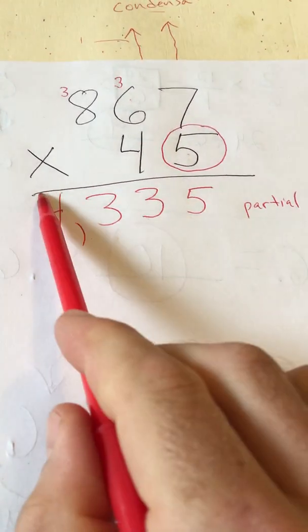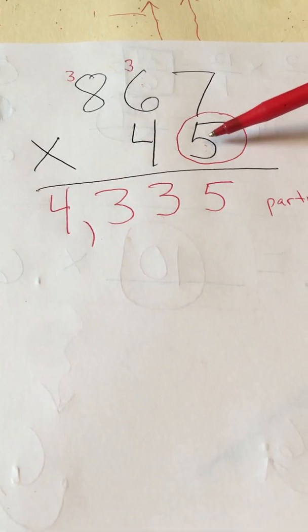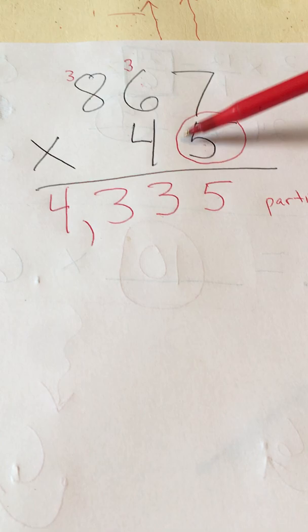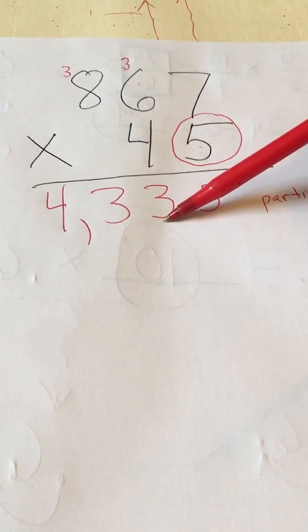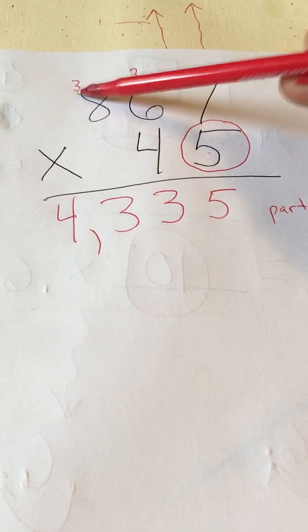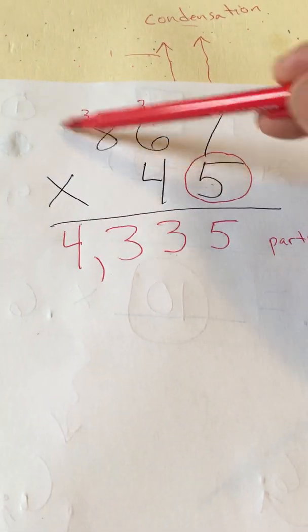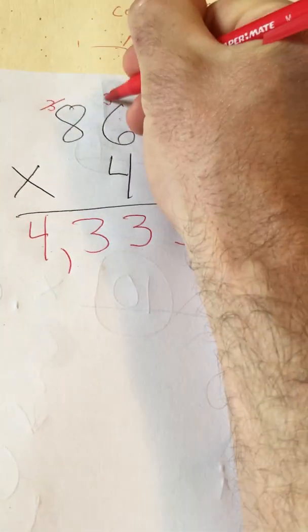So check yours. If you don't have 4,335, I want you to check and see where you made your mistake. 5 times 7 is 35. You write the 5, you carry the 30. 5 times 6 is 30, plus 3 is 33. You'd write the 3, carry the 30. Then 5 times 8 is 40, plus 3 is 43. And since there's no more numbers here to multiply by, we're just going to write 43 in the correct place. Then I cross off those 3's because we already used them.